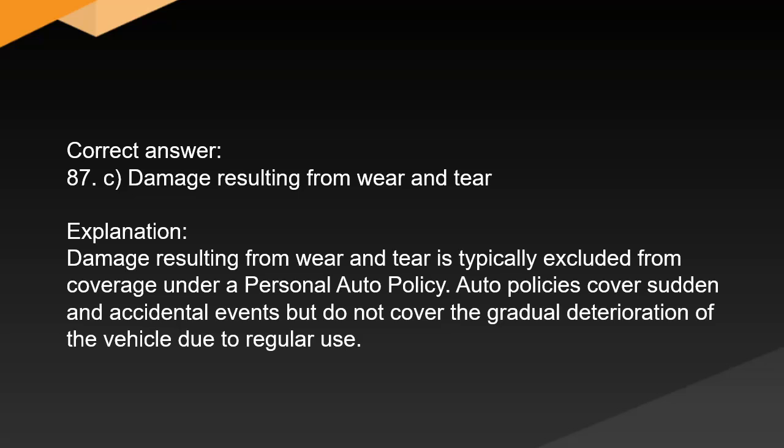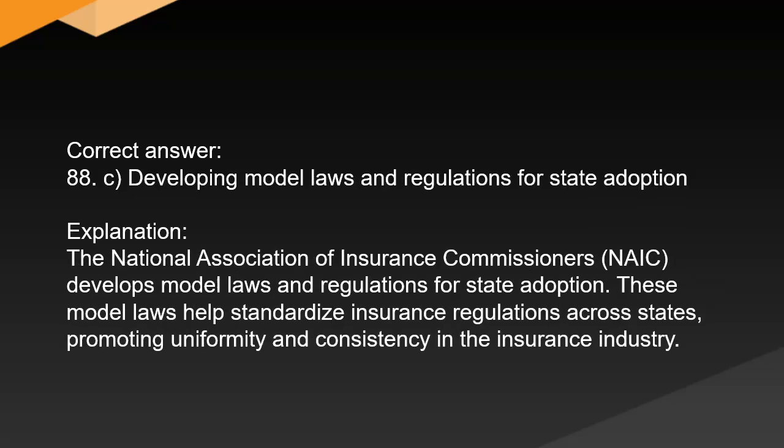Explanation: damage resulting from wear and tear is typically excluded from coverage under a personal auto policy. Auto policies cover sudden and accidental events but do not cover the gradual deterioration of the vehicle due to regular use. Correct answer: C. Developing model laws and regulations for state adoption.